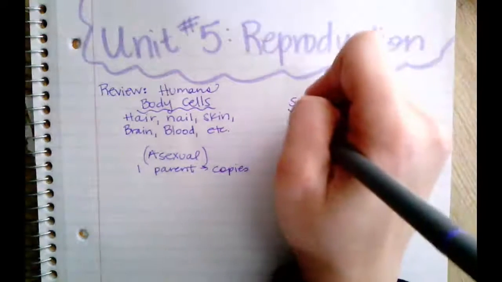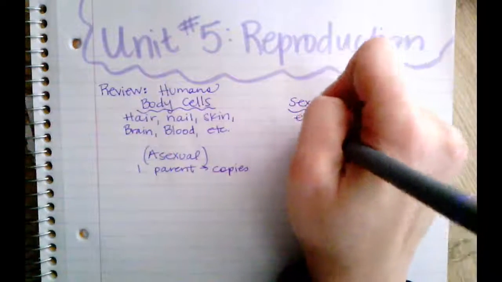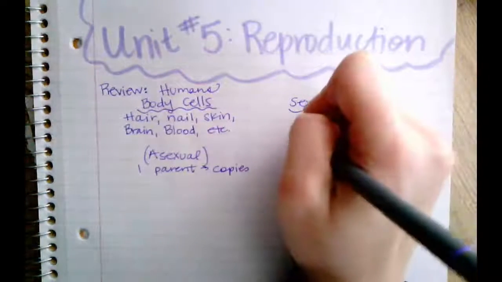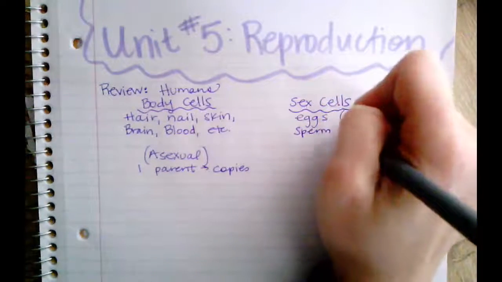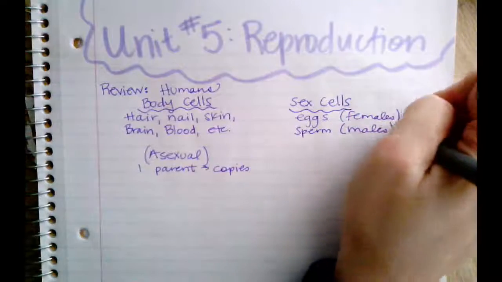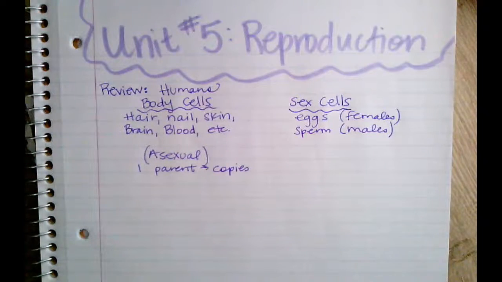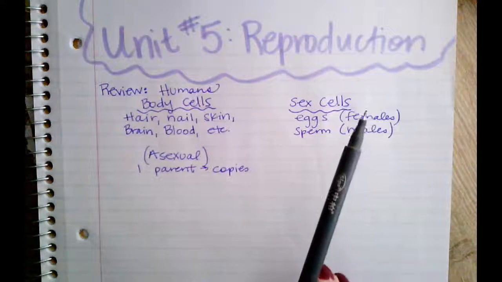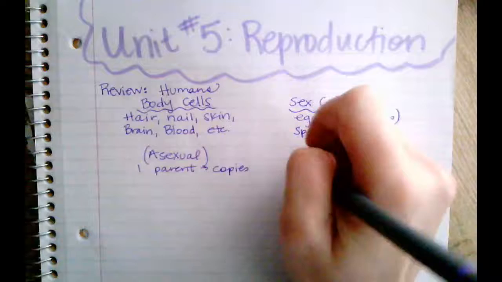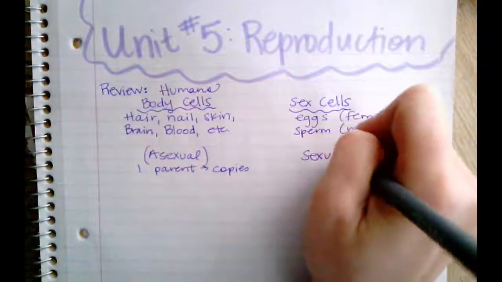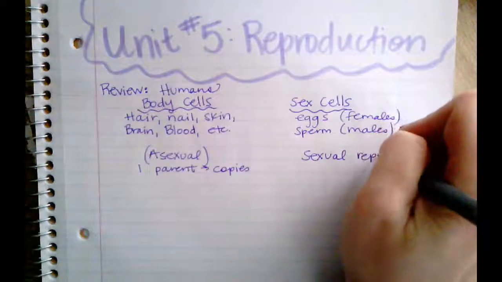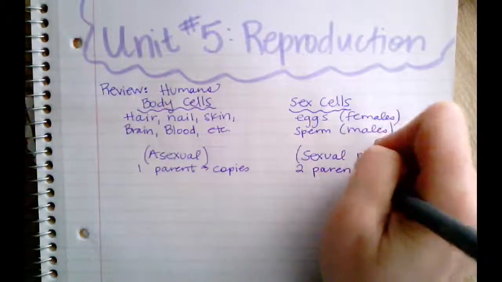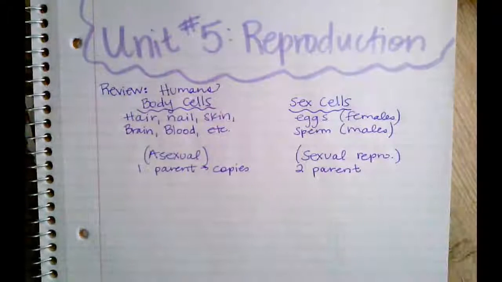Sex cells, there are only two types. We have eggs, which are from females or girls, and then we have sperm, which is from males or boys. So those are the sex cells. So if you're a boy, you have sperm, and if you're a girl, you have eggs. When these two combine, that is called sexual reproduction. And that means that there are two parent cells. Two parent cells that combine.